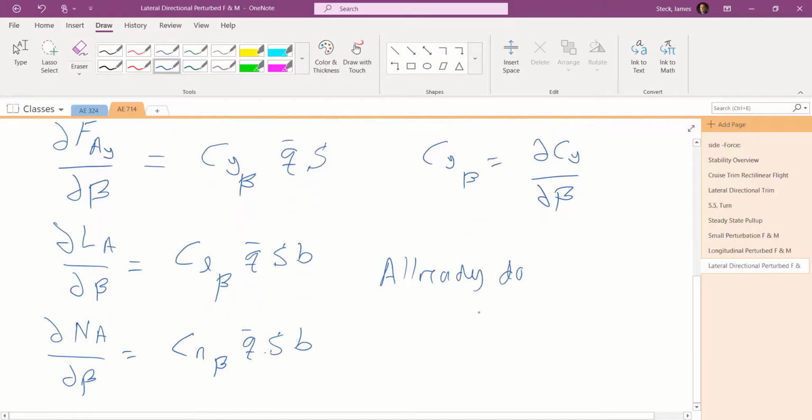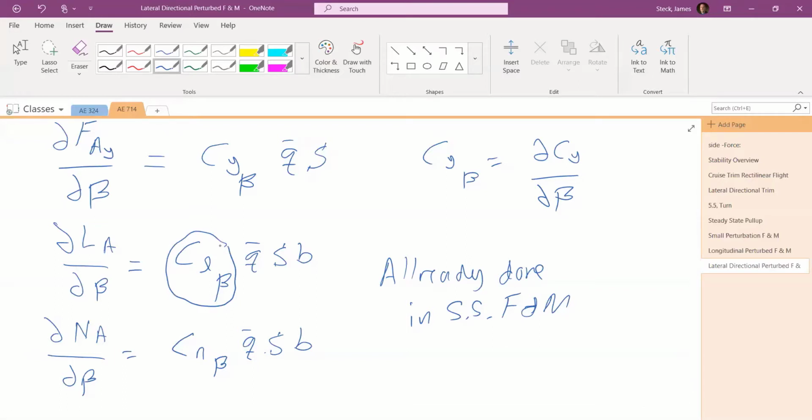In the steady state forces and moments, we talked about how beta affects rolling moment. It's mainly a vertical tail and a dihedral effect. So we have formulas for these back earlier in chapter 3.